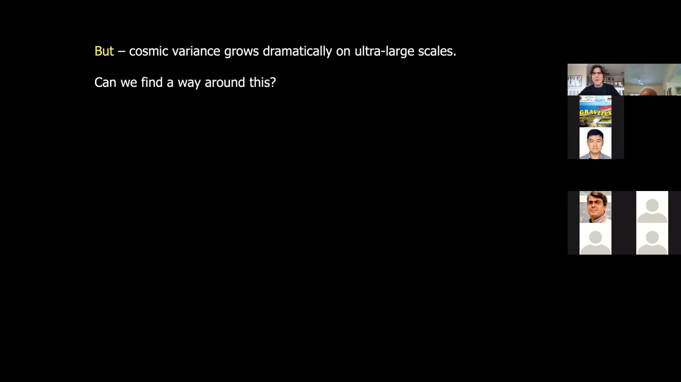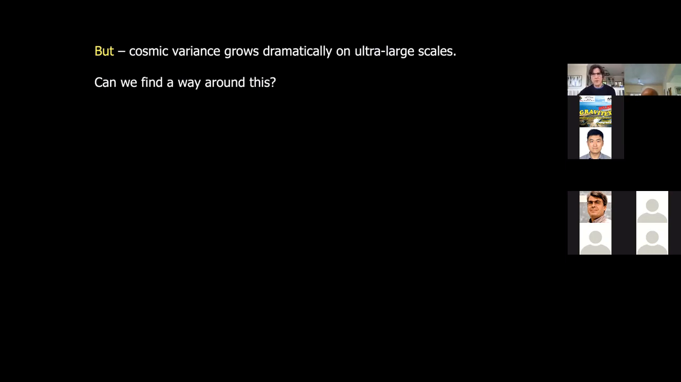There are many more at 100 megaparsecs separation, and even more at 10 megaparsec separation, where cosmic variance is not an issue. But on ultra-large scales, the fact is you don't have enough measurements to get the statistical power to measure the signal you're looking for. Can we find a way around this?